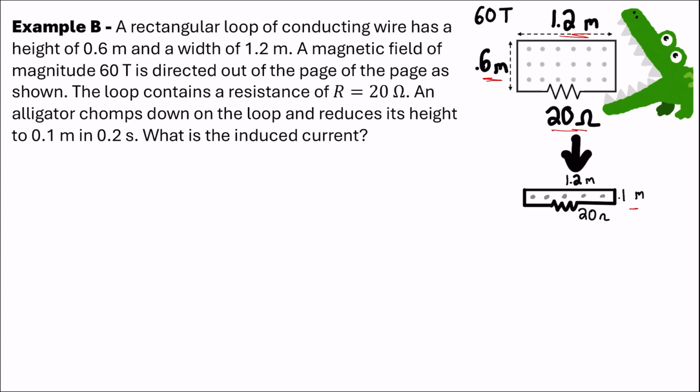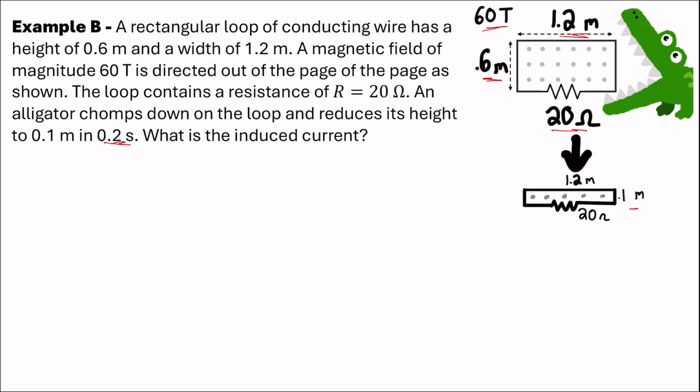There's a resistance of 20. There's a field out of the page of 60 teslas. And then the area is reduced in a time span of 0.2 seconds. And I want to find the induced current. First, I want to figure out whether it's clockwise or counterclockwise.